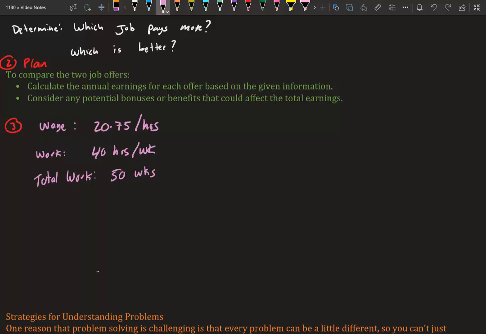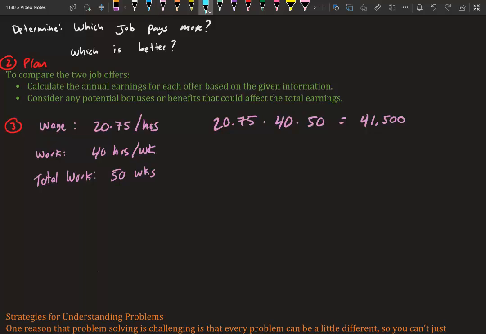So we're seeing how much money we are getting for 40 hours a week for 50 weeks out of the year. So we are paid 20.75 per hour. We work 40 hours a week for 50 weeks. So 20.75 times 40 times 50, we have 41,500. That's our first job offer.